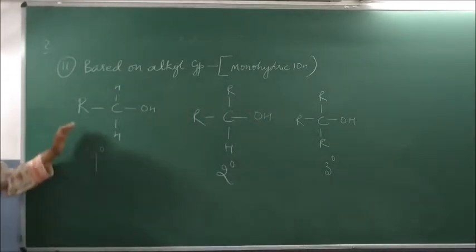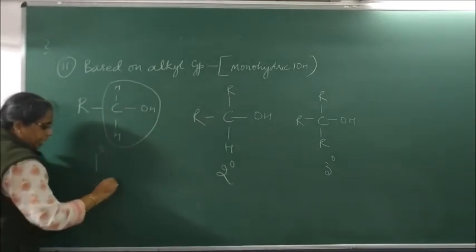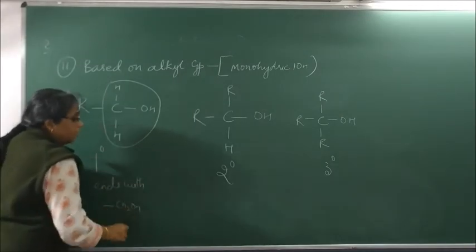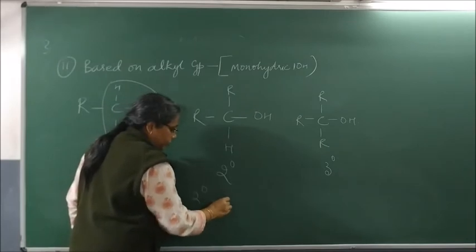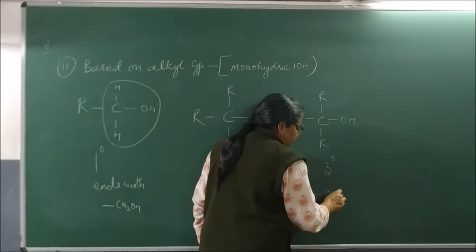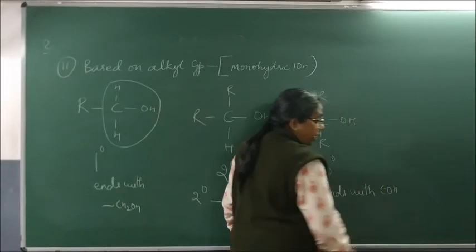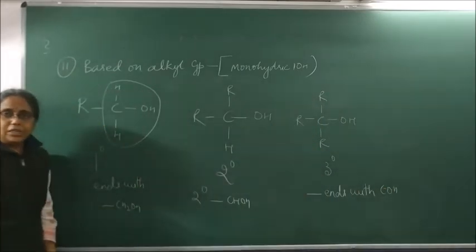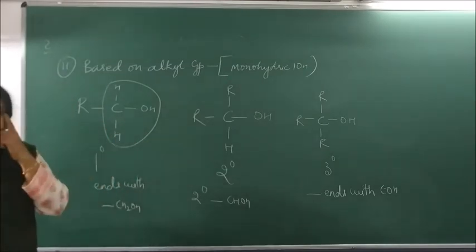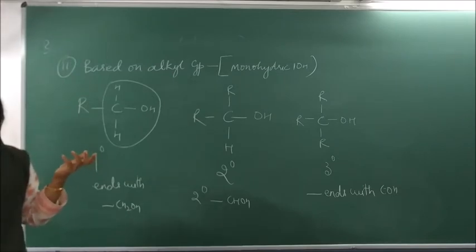Is it clear? So primary alcohol ends with what? CH2OH. Secondary alcohol ends with CHOH. Tertiary alcohol ends with COH. So this part should be very clear, because when you write CET or other competitive exams, they will ask you to identify whether the carbon, or whether the alkyl group, is primary, secondary or tertiary.